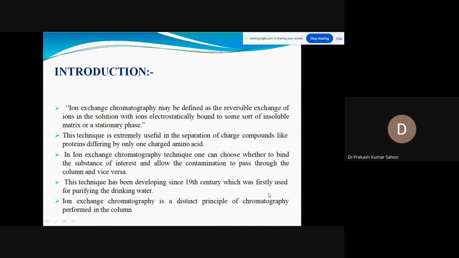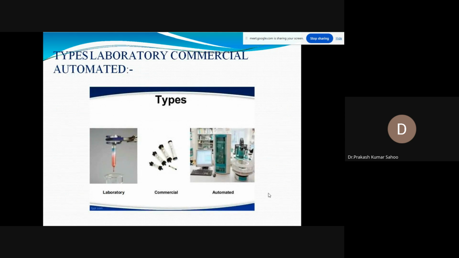So big size columns are there, made up of polymer or plastic, and the ion exchangers, that is the cation exchanger and anion exchanger, are there, and accordingly the water gets demineralized. And this principle is very popularly used in large industries where huge scale production of demineralized water is required. So these are the types: laboratory, commercial, automated.